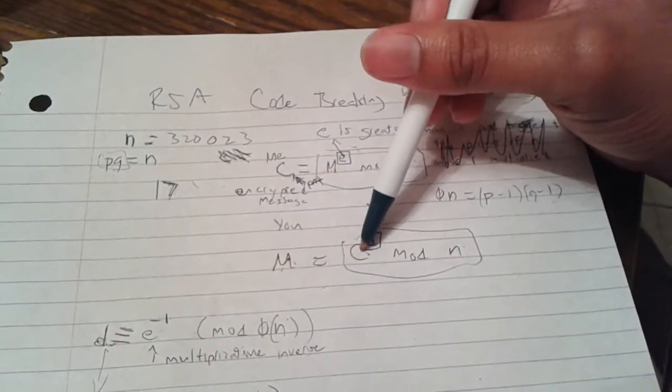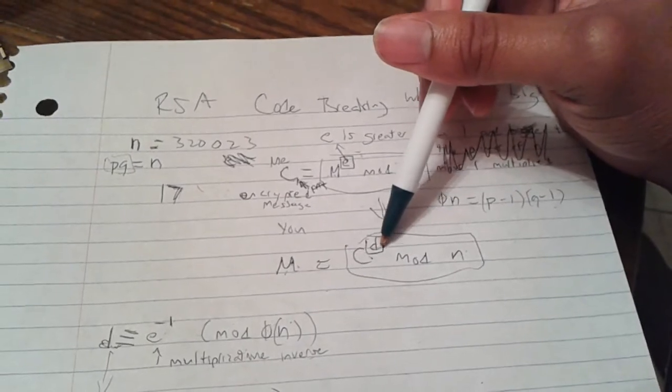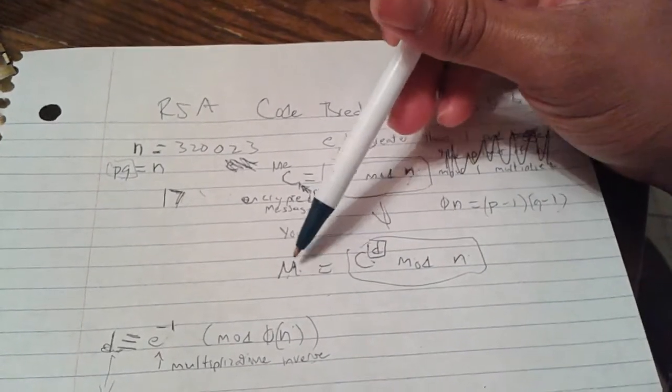So you take my encrypted message and you raise it by your own private key D, and you mod it by N, and you get my unencrypted message.